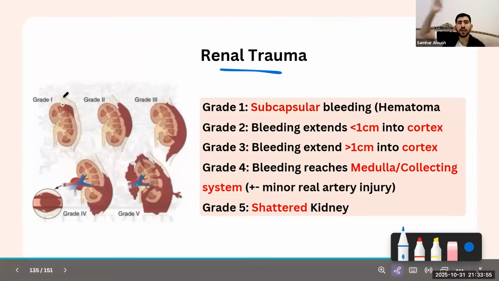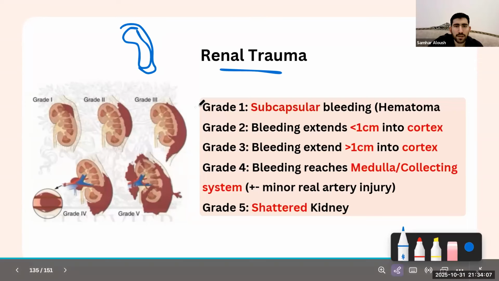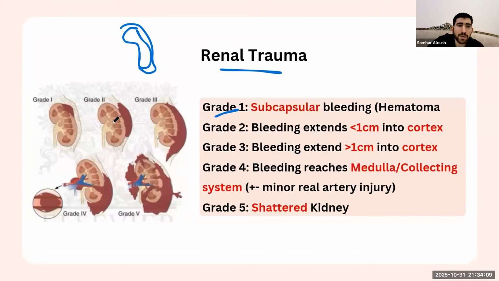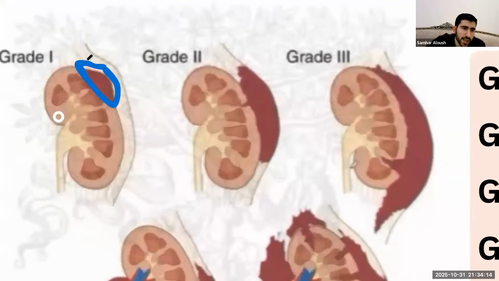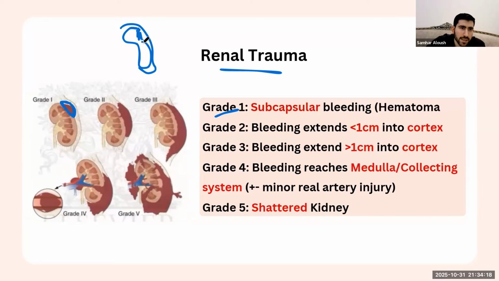Now renal trauma. So I have a kidney and I struck someone from behind and stabbed him and now he has bleeding. Normally this is the kidney and it is surrounded by a capsule. Okay. So we have 5 grades of renal trauma bleeding. First, if the bleeding is just confined to the capsule, so the bleeding didn't reach the kidney itself. It's between the kidney and its capsule. It didn't affect the kidney. That's grade 1. Grade 1 is subcapsular bleeding or subcapsular hematoma.